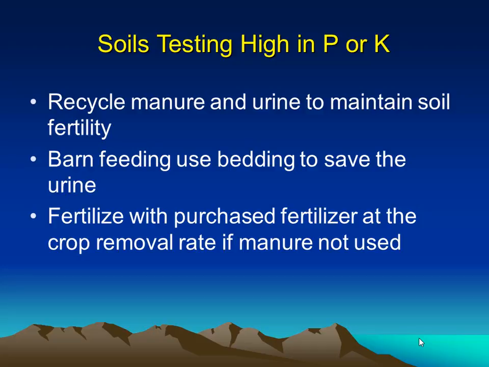So, barn feeding, we need bedding. Then we fertilize with purchased fertilizers at crop removal rate on that part of the farm where I can't get manure back out on it. So if you have some mainland that we don't graze, and we can't feed hay out on it, then you're going to have to take care of that with purchased fertilizer. And if it's rented land, you have the option of not renting it anymore. That's what I chose to do.